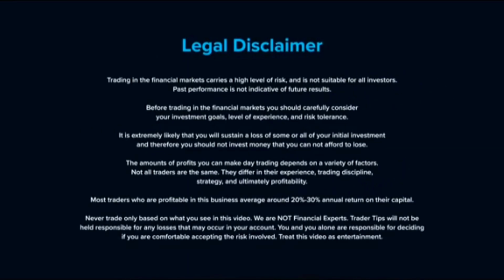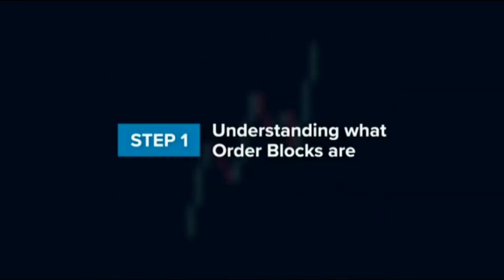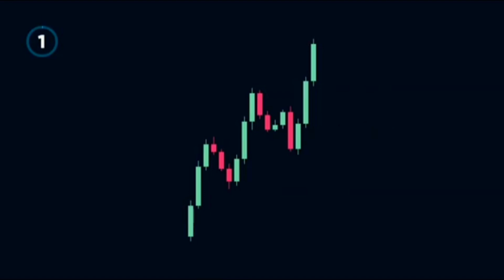And to do this, we've broken down the perfect order block trading strategy into 6 simple steps. So let's start with step number 1, which involves answering the question, what are order blocks? Here we have an example of a chart, and the first thing we can immediately notice is that the market is moving within an uptrending structure.